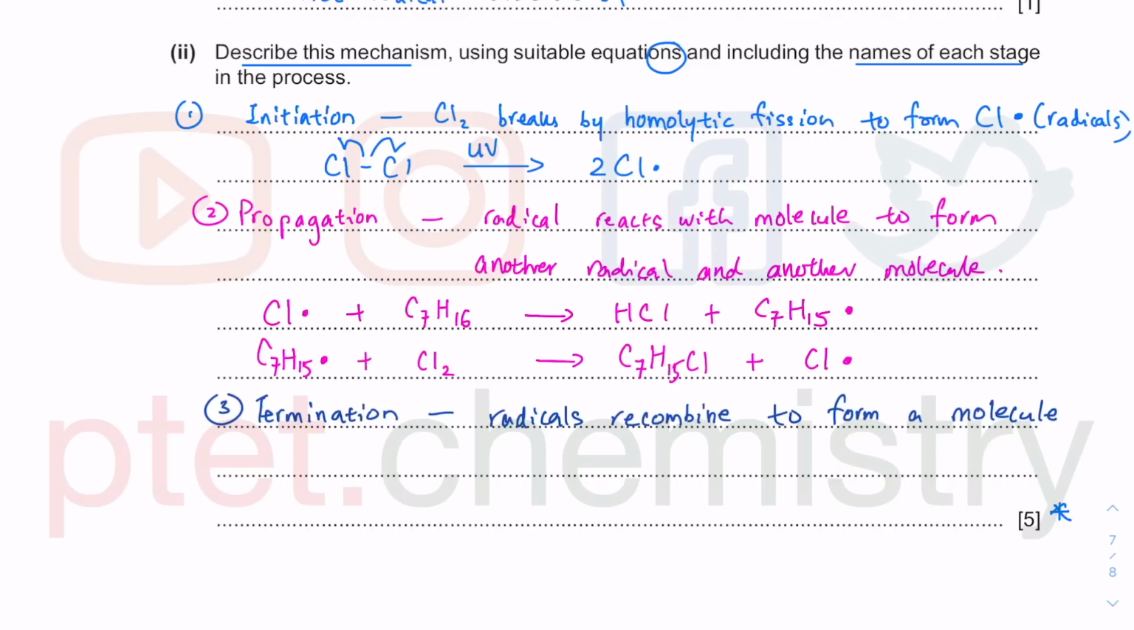So what we get is things like Cl dot and then C7H15 dot. I could probably write it like this: C7H15 dot plus Cl dot giving me C7H15Cl. So radical and radical recombine to give me no radical there. That is the termination step and the end of the 5-mark mechanism question.